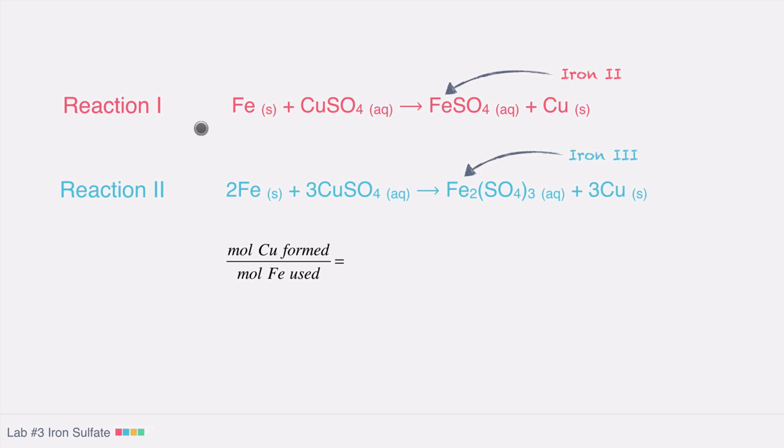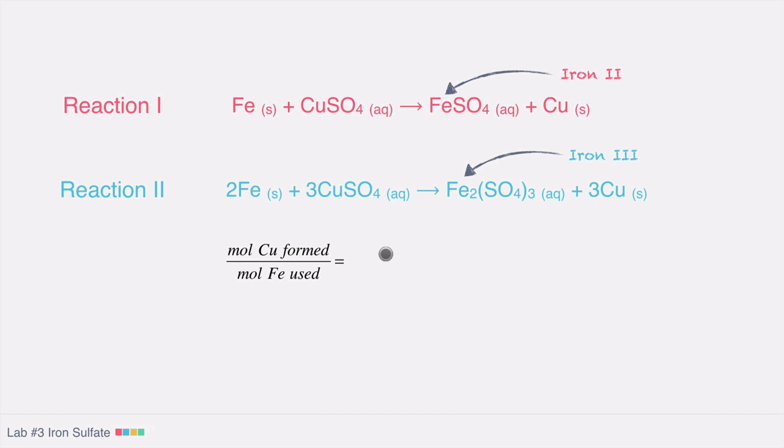If reaction 1 is the reaction that occurs in this lab, we would expect to get a 1 to 1 to 1 to 1 relationship. Or in other words, the ratio of copper formed to iron used should be 1 to 1. And this is going to be the most important calculation in this lab, and I'll explain why in a second. On the other hand, if reaction 2 is in operation, we would expect to get a 2 to 3 to 1 to 3 relationship. Or if we take the ratio of copper formed to iron used, we should get something that is close to 3 to 2 or 1.5.